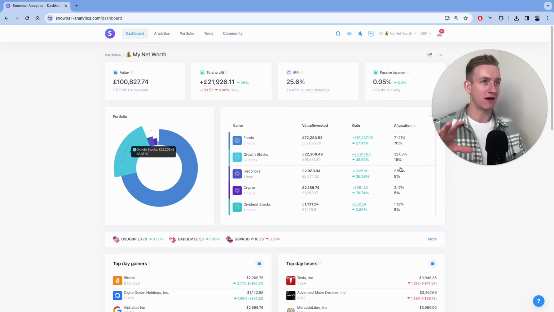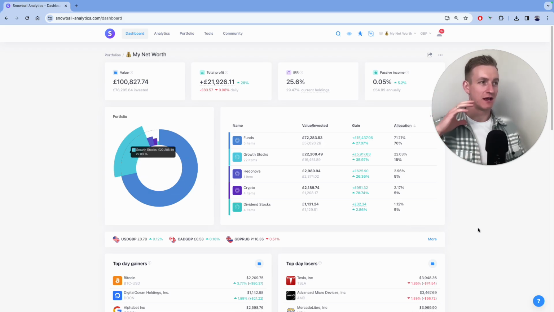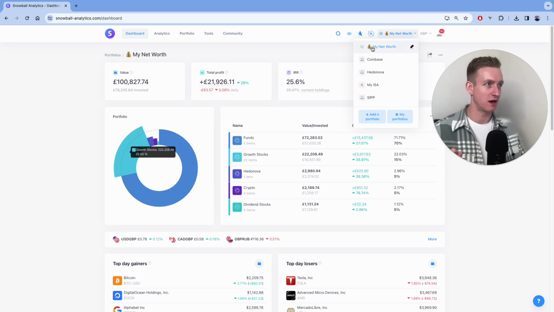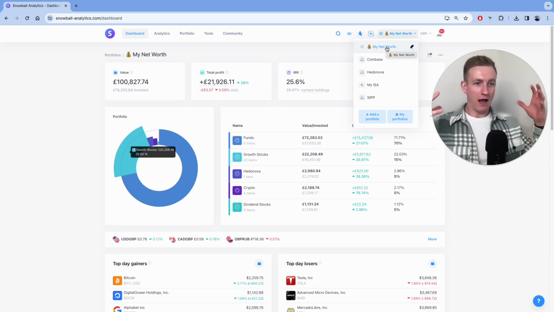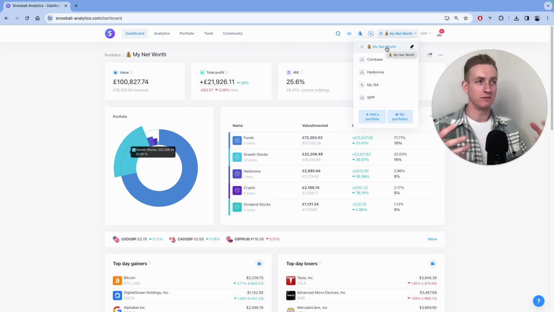Okay, so what we're looking at right here is the platform called Snowball. This is my dashboard, which represents everything I am currently invested in. Okay, so you can see up here, I've got my current net worth. This is obviously not including my real estate and assets outside of just stocks and funds, the assets that I'm buying via apps and platforms and things like that.